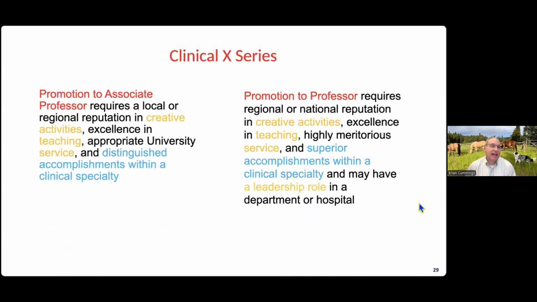And then for Clinical X, promotion to an associate professor requires local or regional reputation in creative activities, excellence in teaching, appropriate university service, and distinguished accomplishments within your clinical specialty. And then to promote to professor requires regional or national reputation in creative activities, excellence in teaching, highly meritorious service, and superior accomplishments within your clinical specialty, and perhaps a leadership role in the department or in the hospital or on a hospital committee as well.